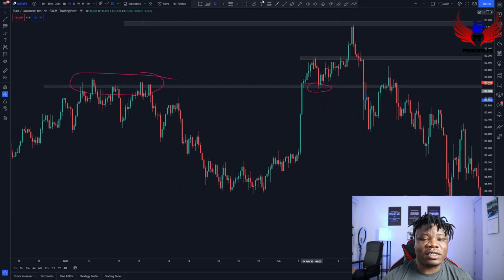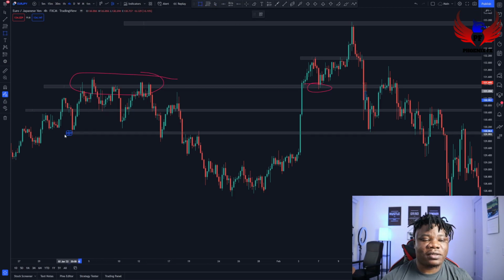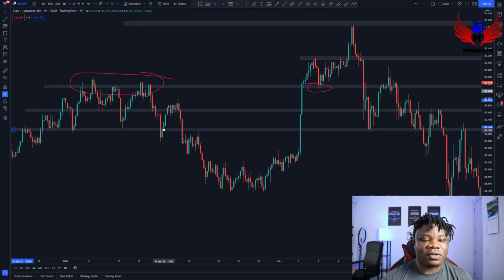And looking at this here, I see that I can actually target this zone here. I can also target this zone here, because we can see that we have support zones right over there. So I can target this zone here as well.